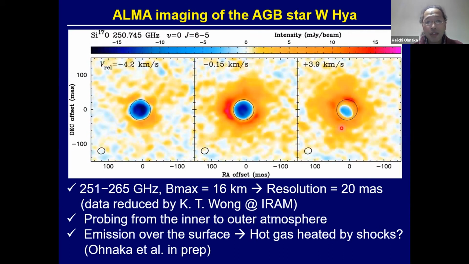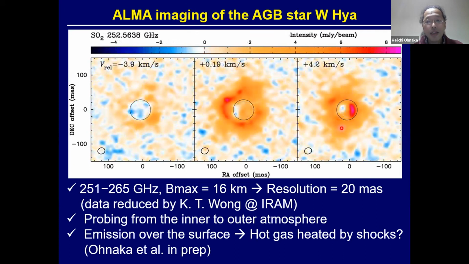And the other one, the SiO line. And the last one is the SO2 line. And what's interesting about this line is we can see emission over the stellar disk. It should usually be absorption, but then the emission over the stellar disk means that there is hot gas in front of us. So we are still analyzing the data, but this emission over the surface might be hot gas heated by shocks.